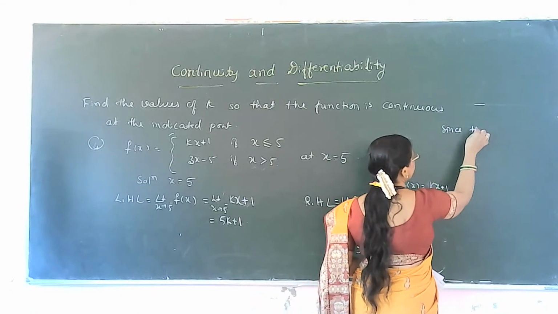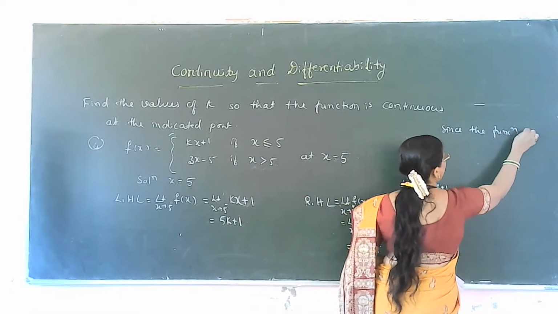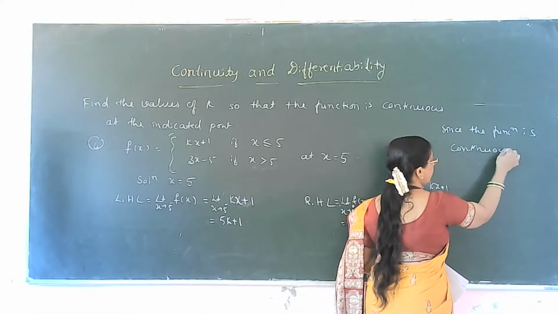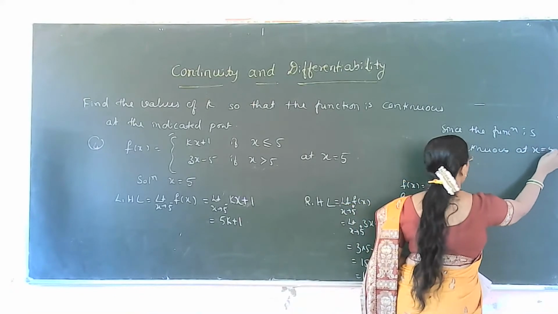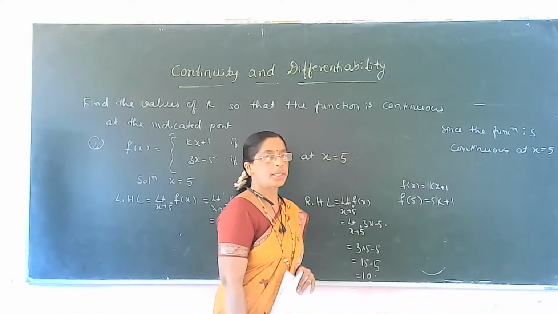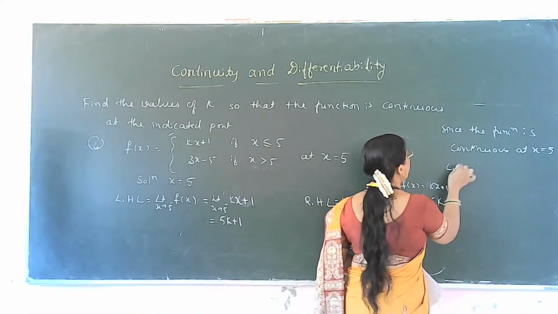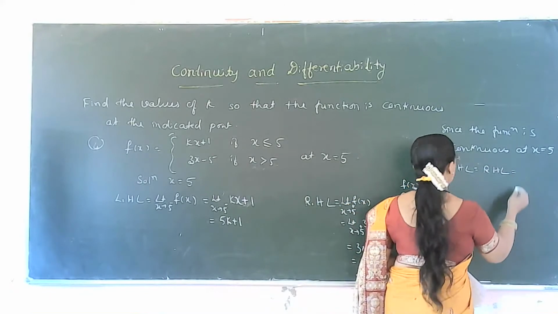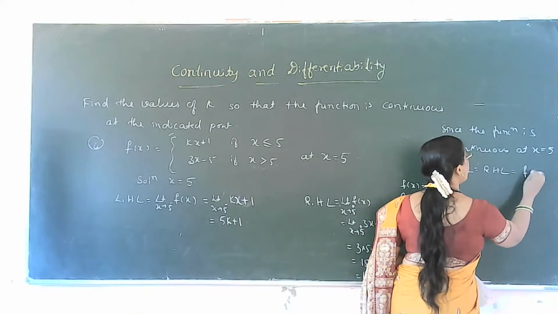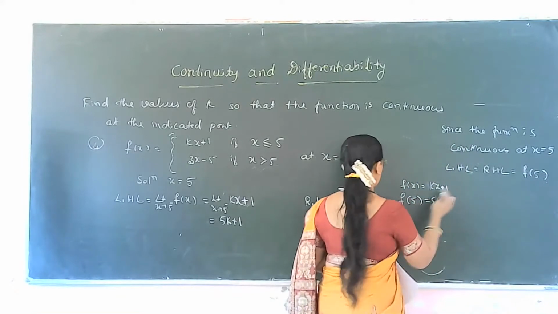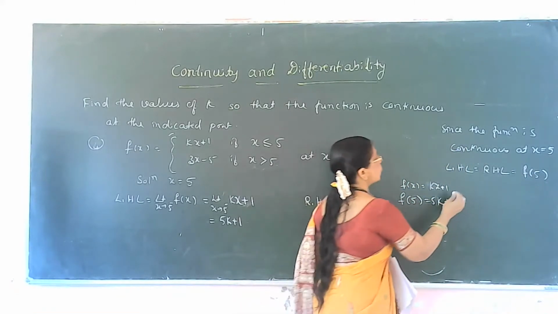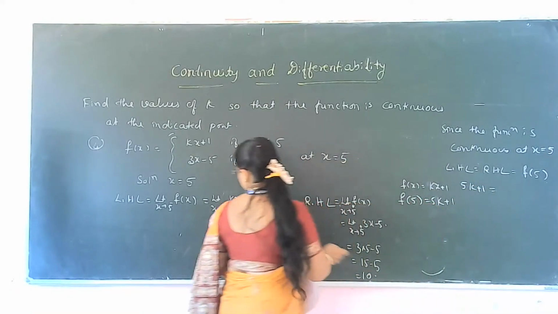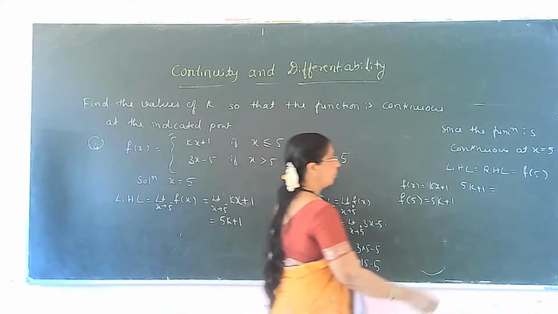Since the function is continuous at x equal to 5, the LHL limit, RHL limit is equal to f of 5. LHS is 5k plus 1, which is equal to the RHL, which is 10.